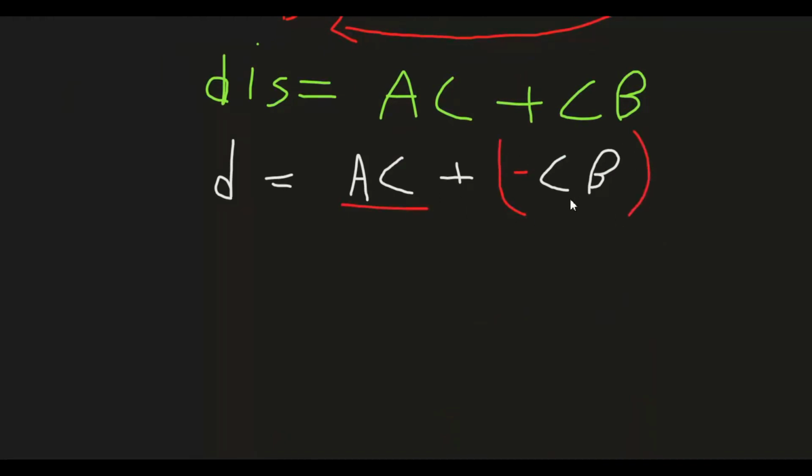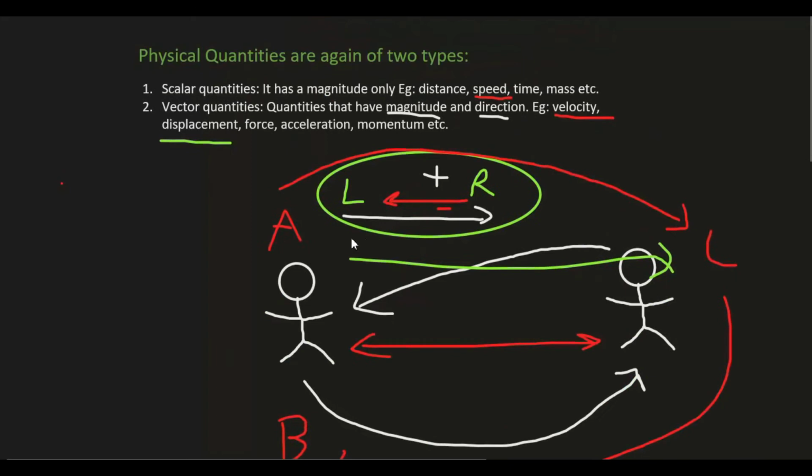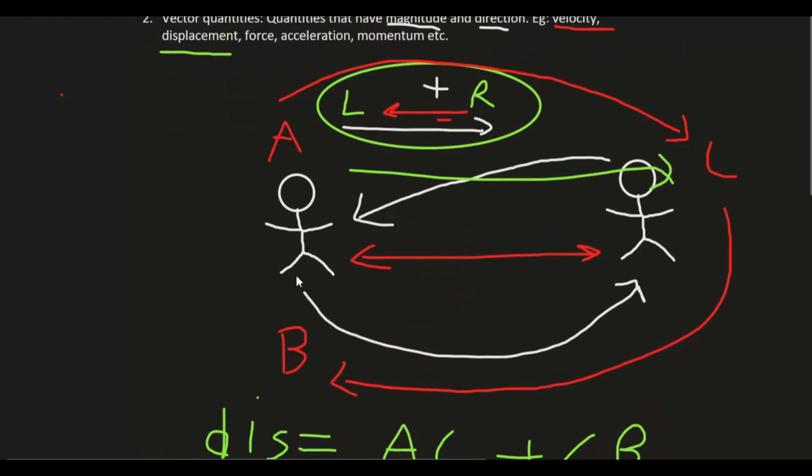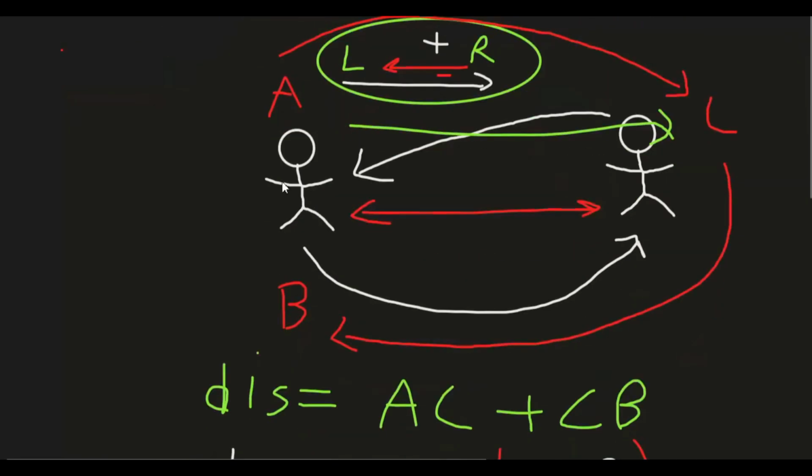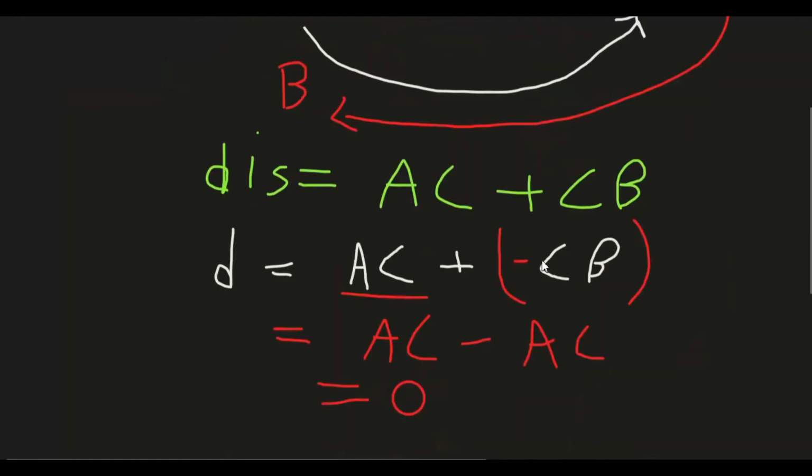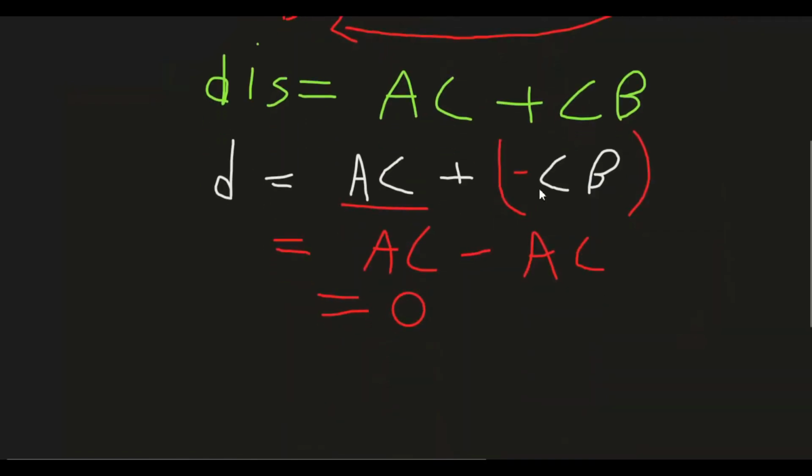And we know that AC and CB, the distance is same, right? So we can say that CB equals AC. So it's AC minus CB, which means the displacement equals 0. What do I mean by that again? We know that the distance of AC and CB is the same, because A and B are practically the same point. However, the direction is different. So we can say AC plus minus CB, or if we replace CB with AC, AC minus AC equals 0.